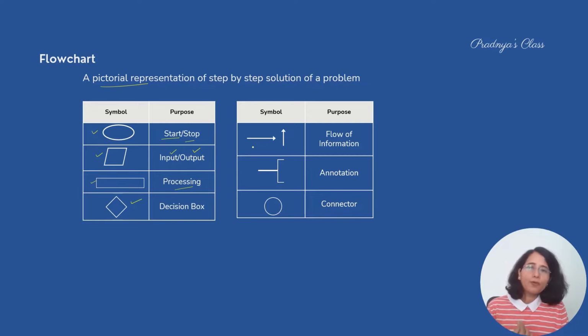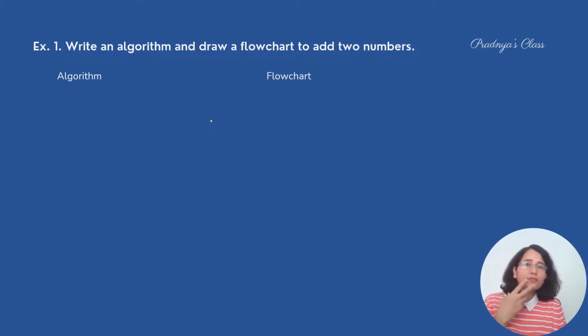Then there is a flow of information, which is represented by the arrow symbol. There is one more symbol, it is used for annotation. And we have the connector. If your flowchart cannot fit in one paper, we can continue on the next one also using the connector.